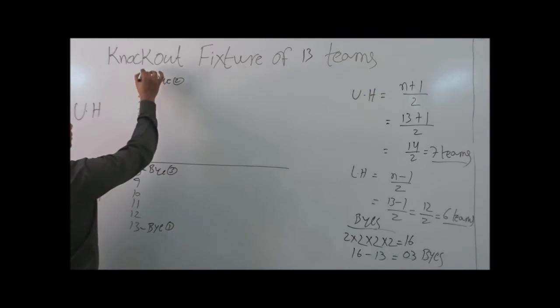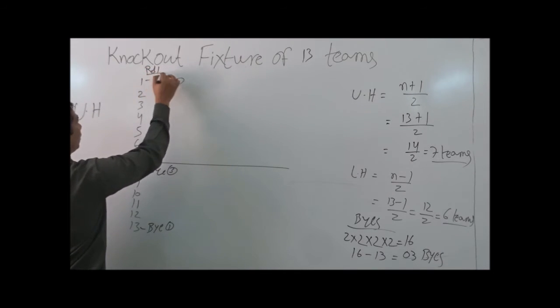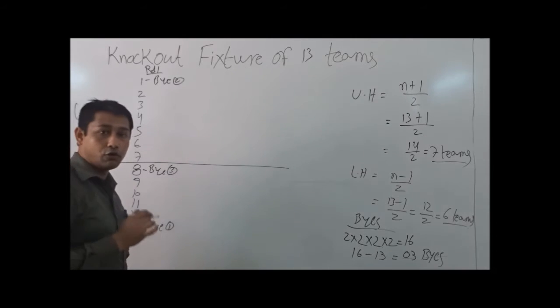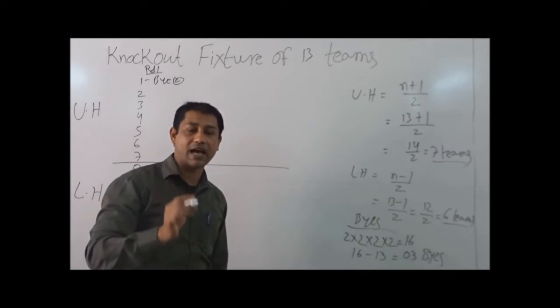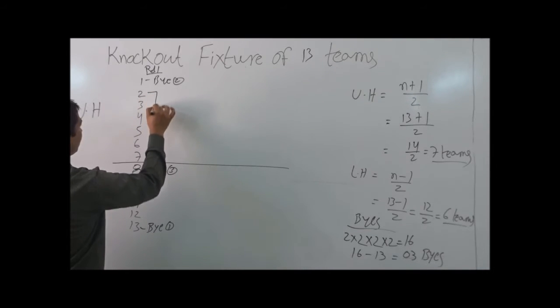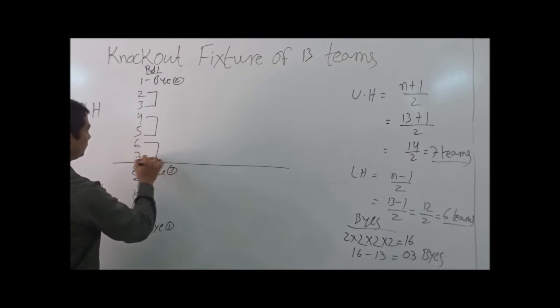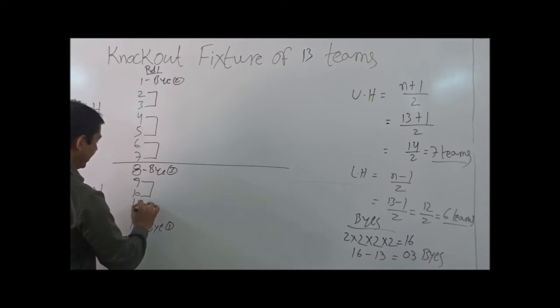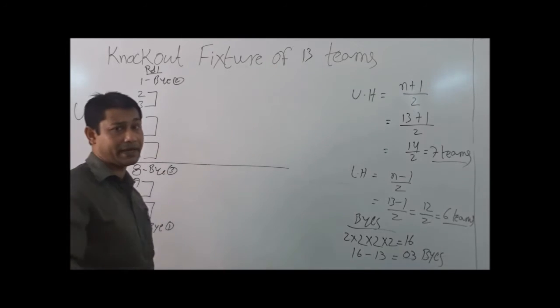Now write round 1 on the top. Now we need to see whether teams are being paired or not. Just check it. And you will find teams will easily be paired now.